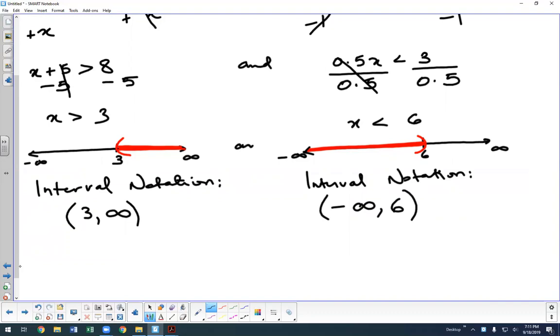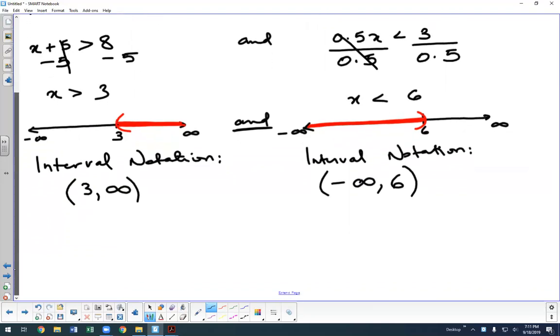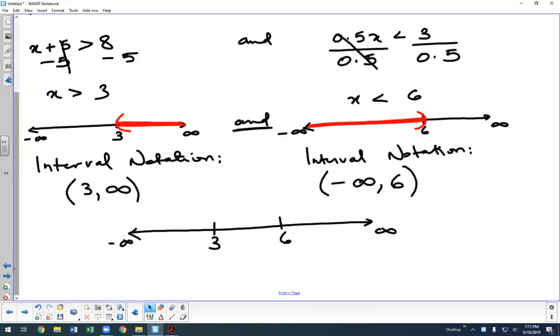We still have to figure out, since this is an and inequality, we can only use the intersection of the 2 sets. So let's see if we can figure out what this intersection is. Let's do our number line for both of them. This is negative, this is positive. We have 3 as the cutoff point here. We have 6 as the cutoff point here.